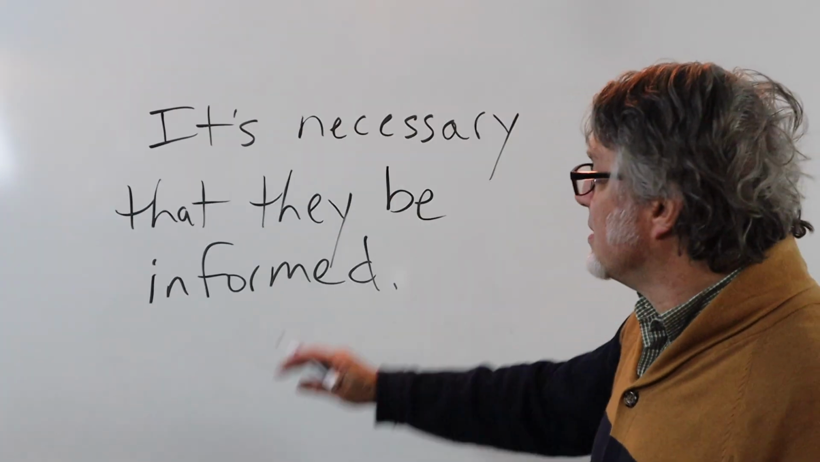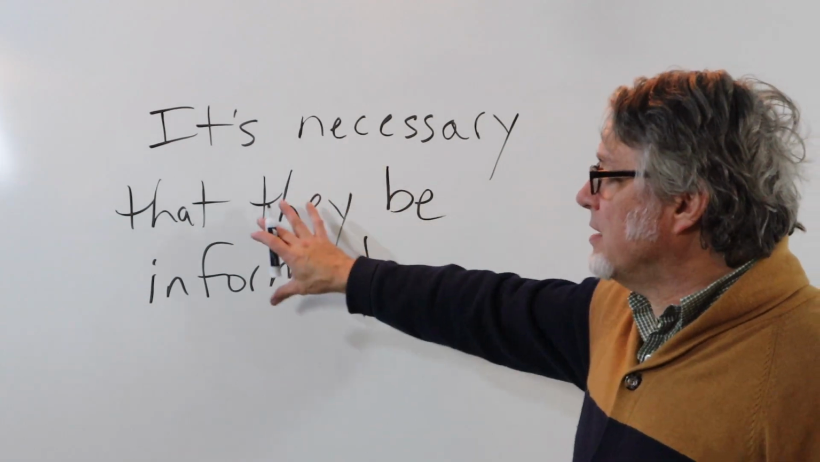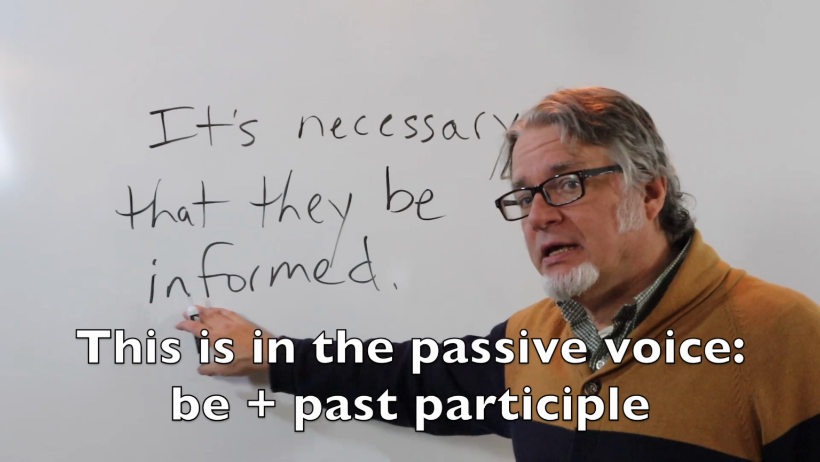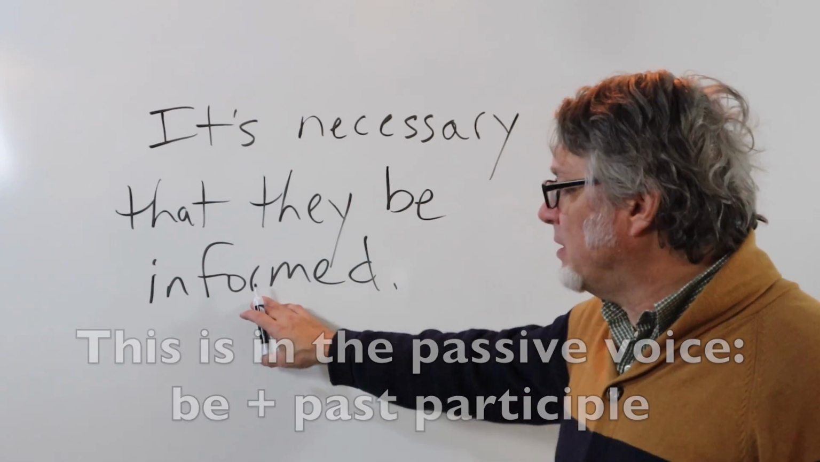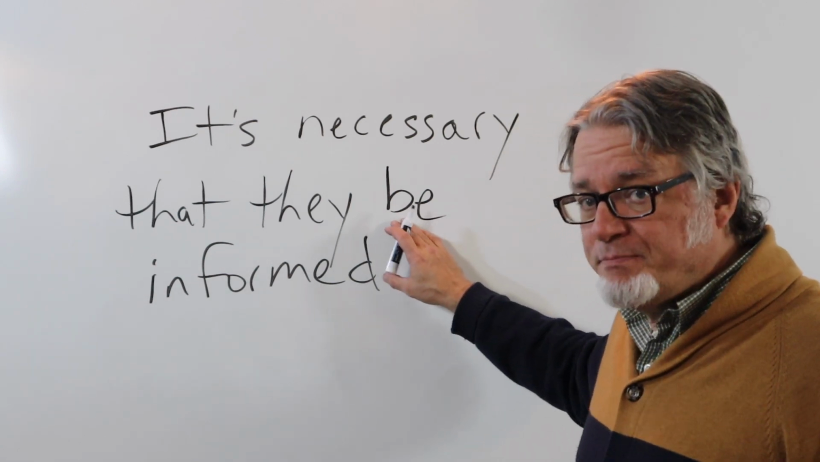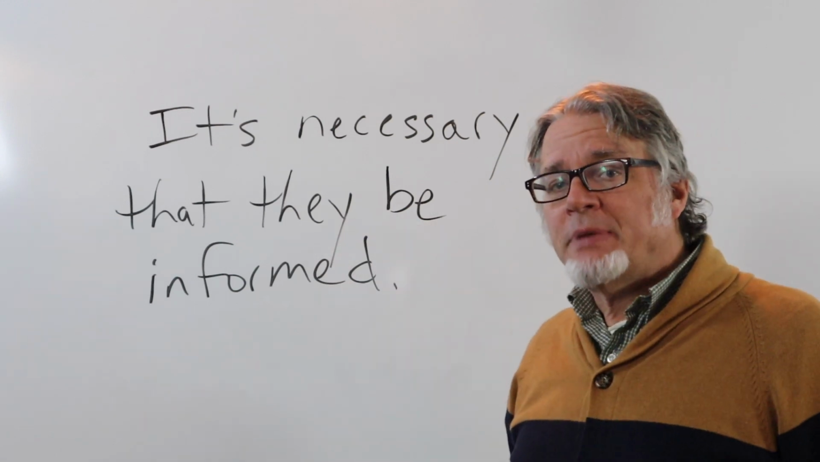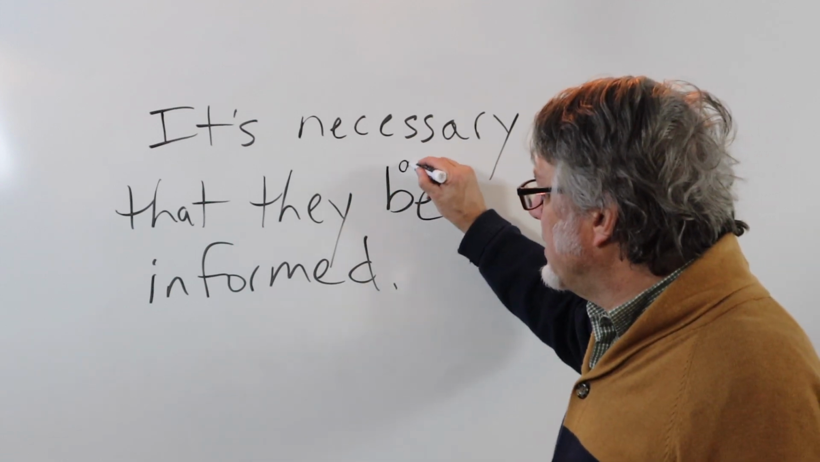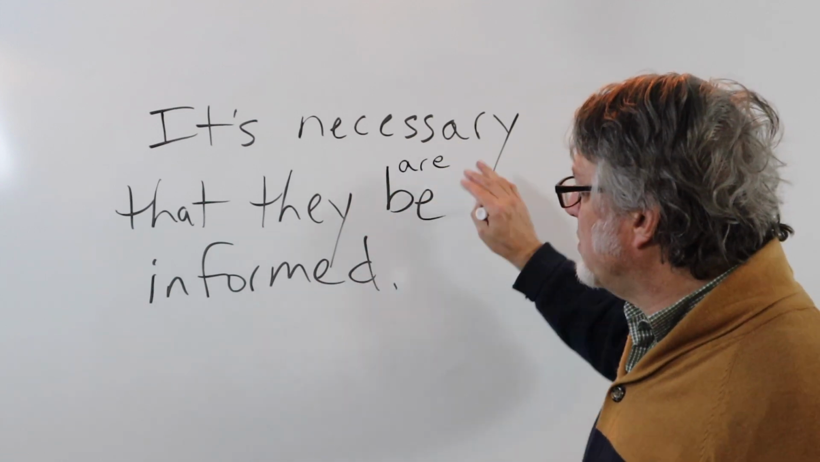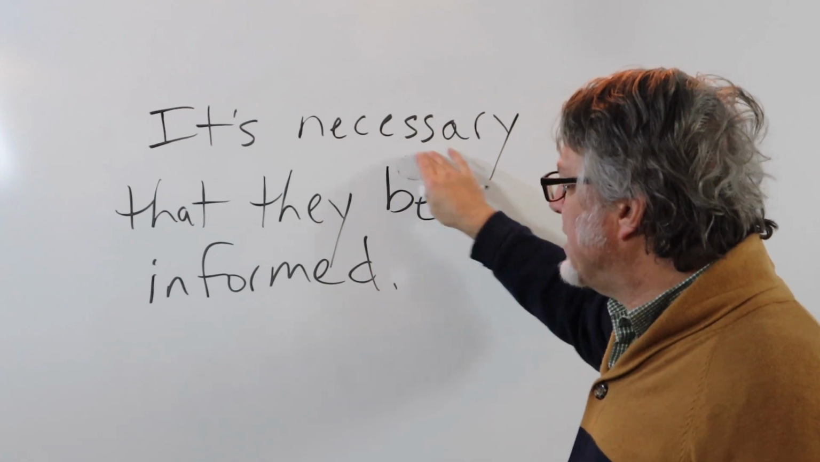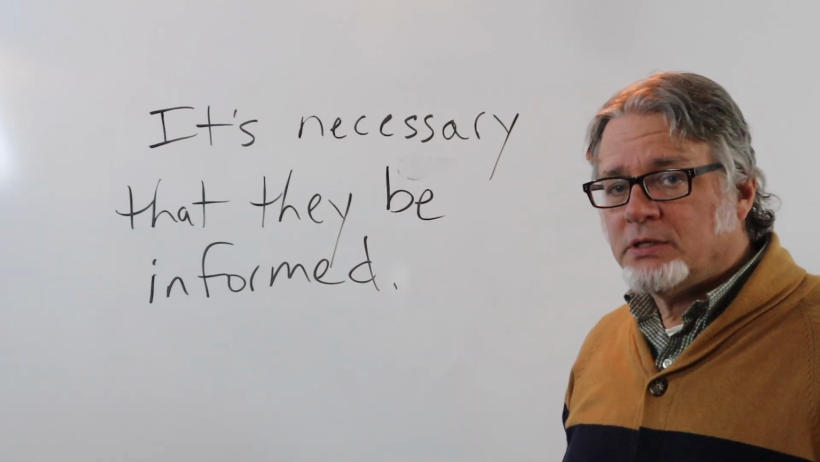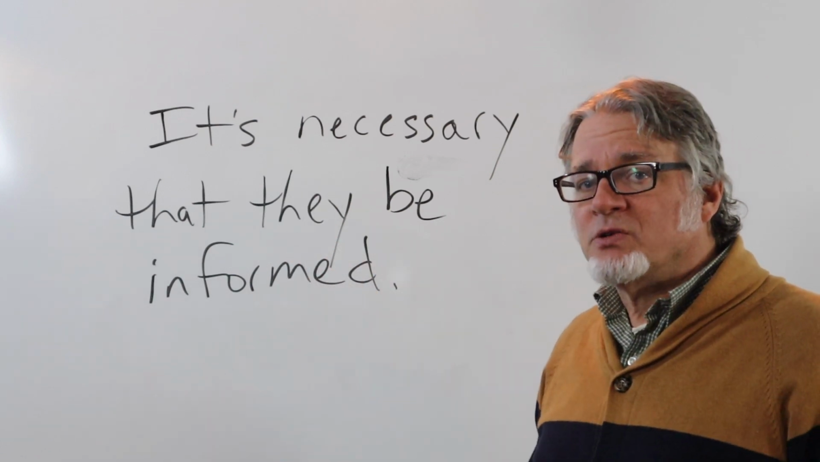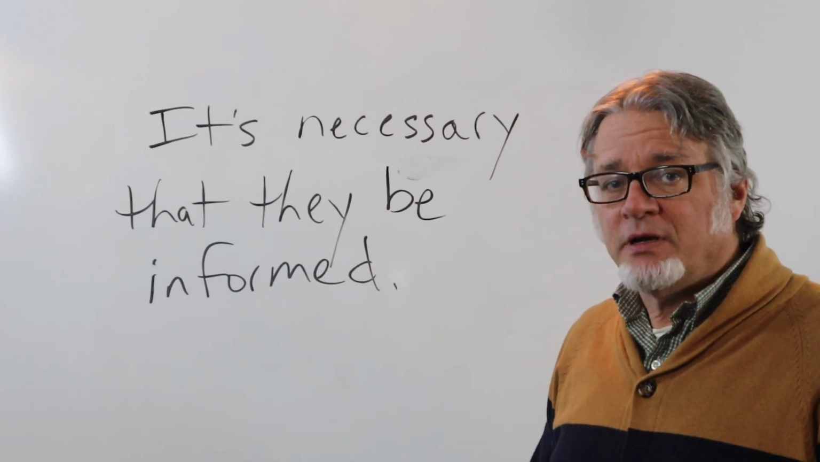In this sentence, after the adjective necessary, you'll notice that this is in the passive voice. Here is the main verb. It's in the form of a past participle, and here is the verb be, which helps to make the passive voice, but it's in the simple form. Instead of saying it's necessary that they are informed, we would instead say it's necessary that they be informed. This is a very common sort of sentence that you'll hear in a situation where something is necessary.